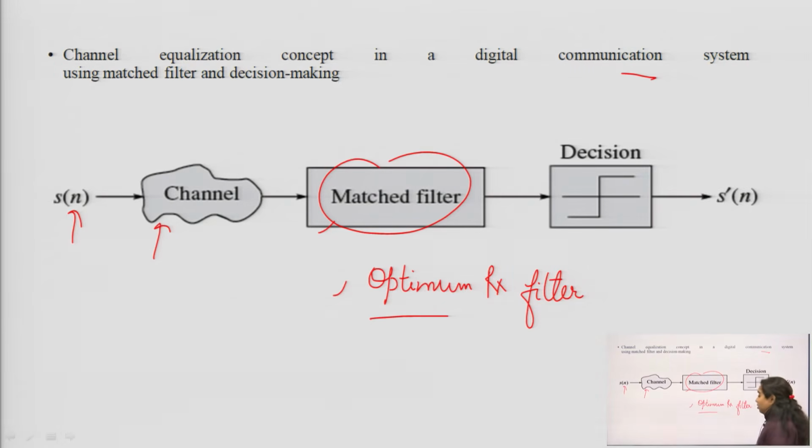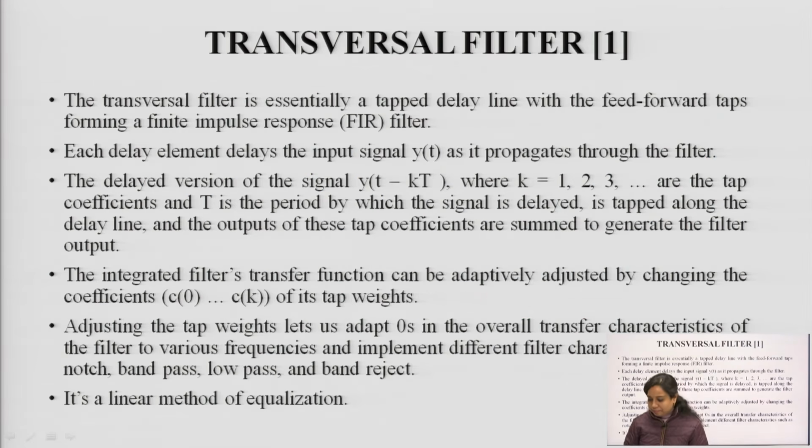The transfer function performs better for this matched filter as compared to the optimum receive filter. Now, this is applied to a decision device where a threshold value is selected. This threshold value will provide a decision on whether the value is greater than a particular value or less than that particular value. Then an estimated version of the transmitted signal is there, that is S dash n.